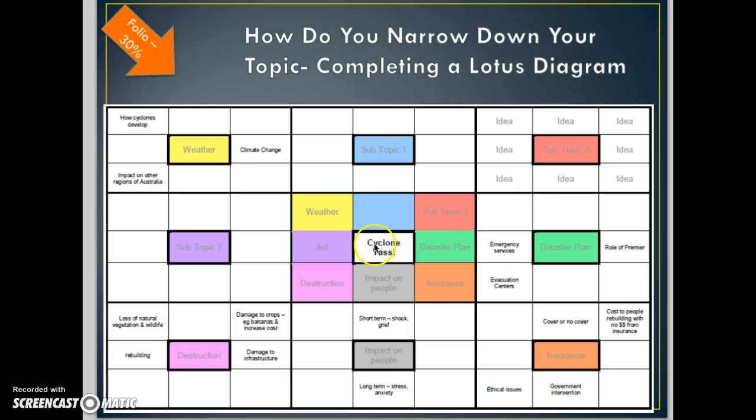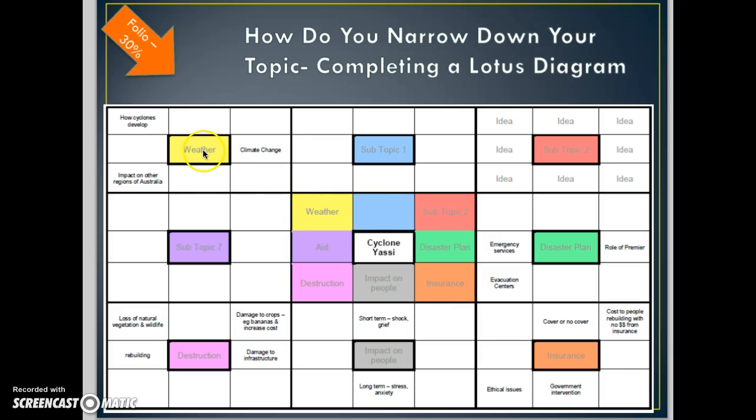So this person's looking at Cyclone Yasi. So what's related to Cyclone Yasi? Weather, aid, destruction, impact on people, insurance, disaster plans. They've managed to come up with 1, 2, 3, 4, 5, 6 subtopics. And then they've expanded them.